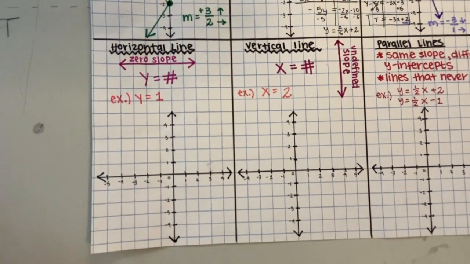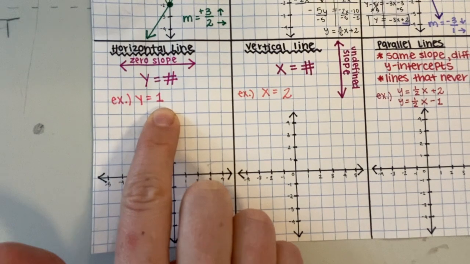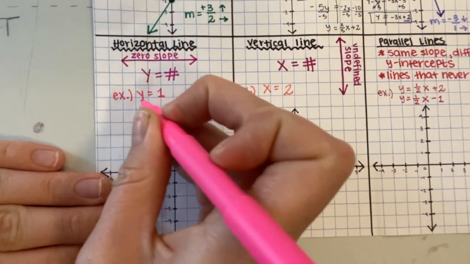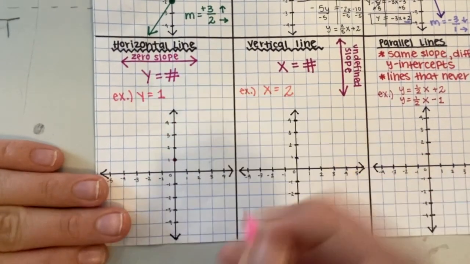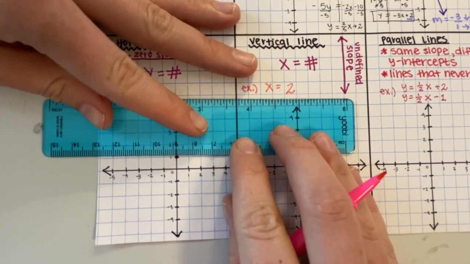So a horizontal line, in this example, we have y equals 1. I would just go on my y-axis, since it's y equals, and I would find 1, and that's where I would draw a horizontal line.